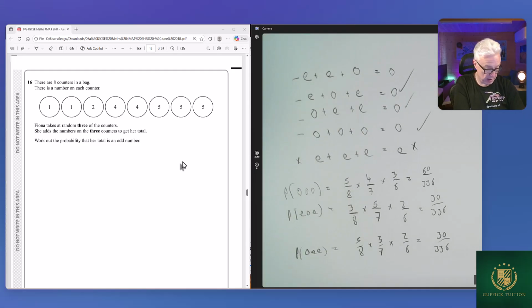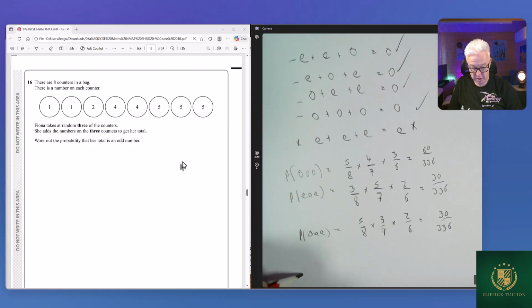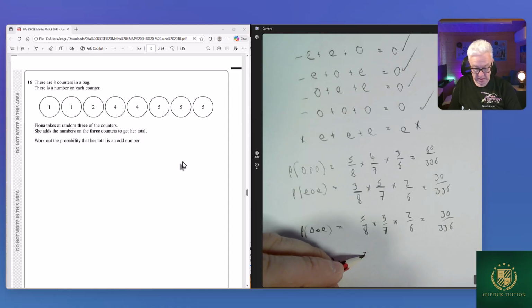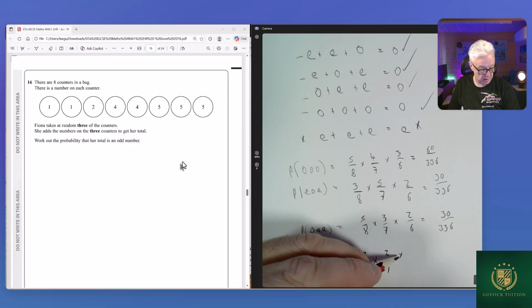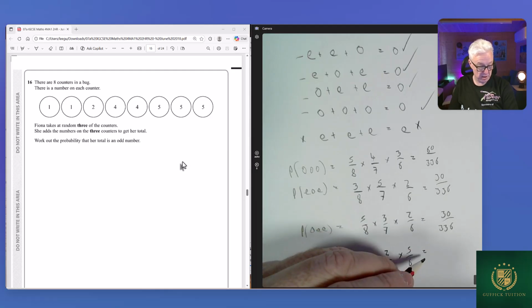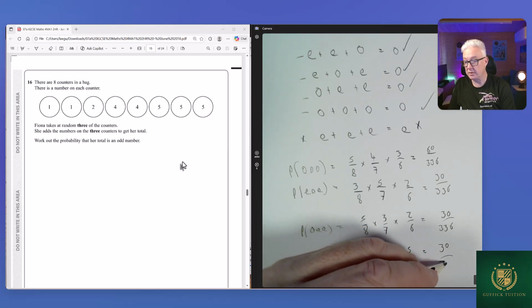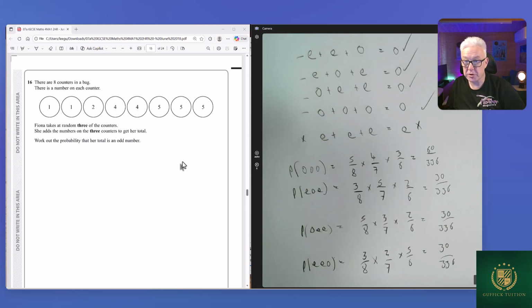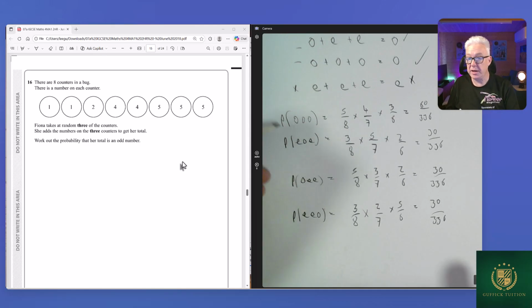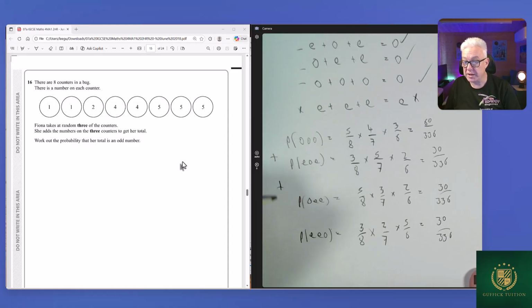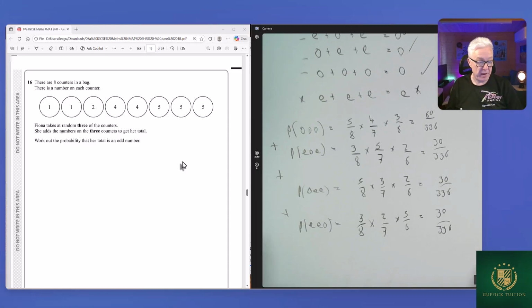Next one, we want to do even, even, odd. Probability of even, even, odd is going to be even, which is 3 over 8, then times 2 over 7, and then times by 5 over 6, which also turns out to be 30 over 336. So those are all the possibilities of what Fiona could pick. And she can do it this way, or this way, or this way, or this way. Remember, when you think about the word or in probability, you're adding them up.